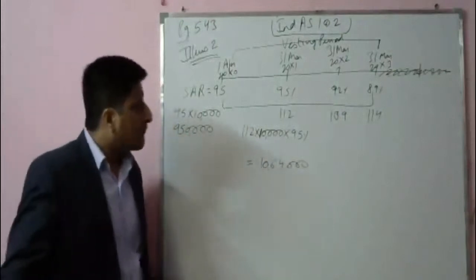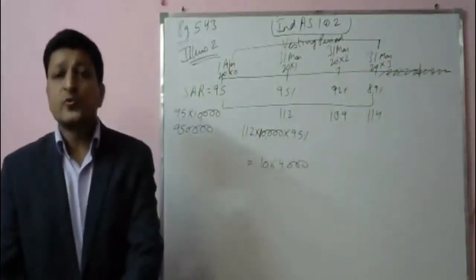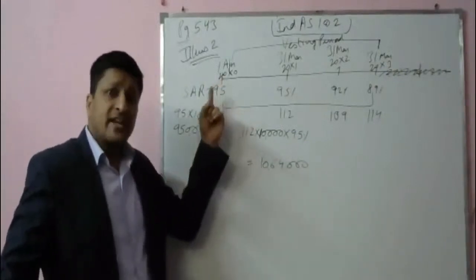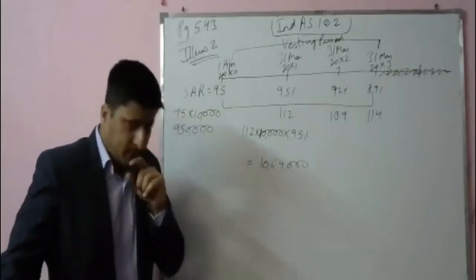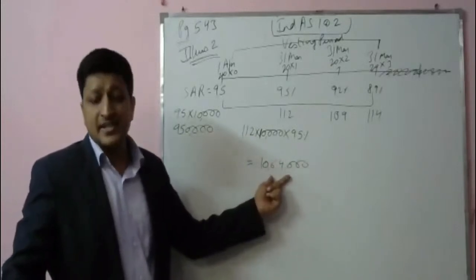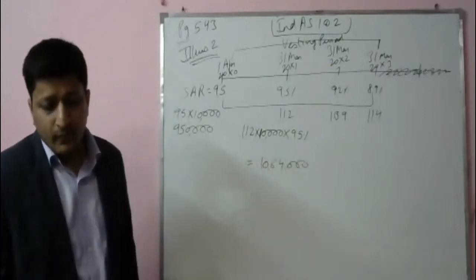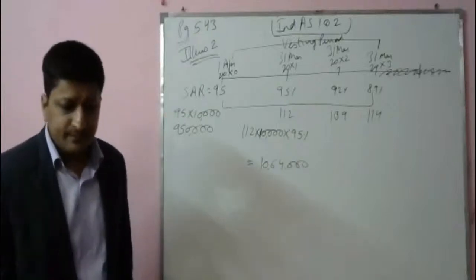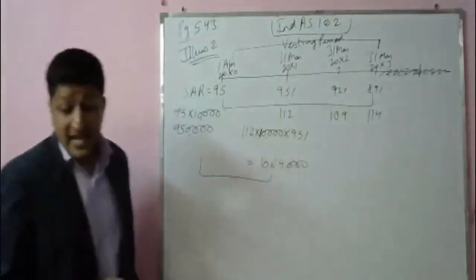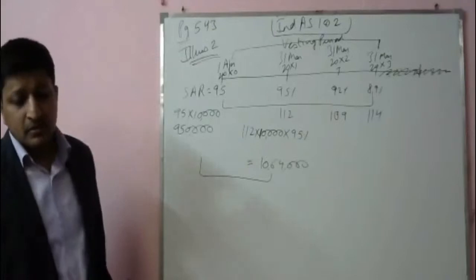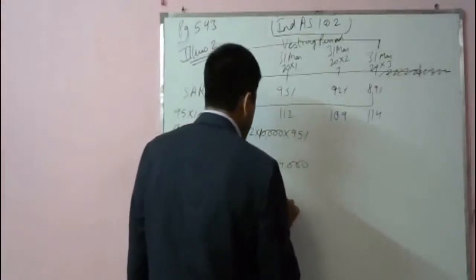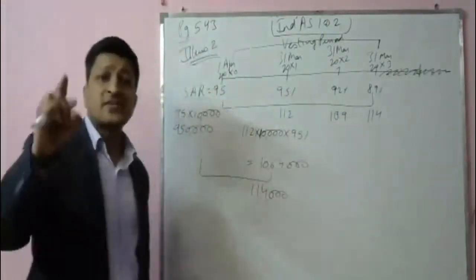Now the way we need to book our expense is going to be slightly different. On day 0, we expected our liability to be this much. But this liability has changed to 10,64,000. Correct? So what is it that we need to consider? 10,64,000 minus 9,50,000. What is it that we get? 1,14,000. So this will be the expense for the first year.